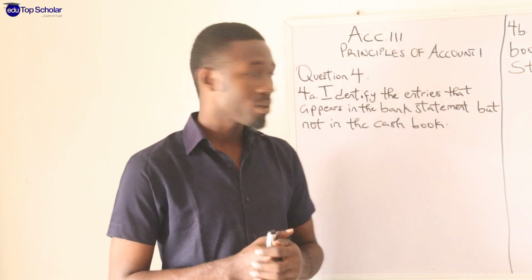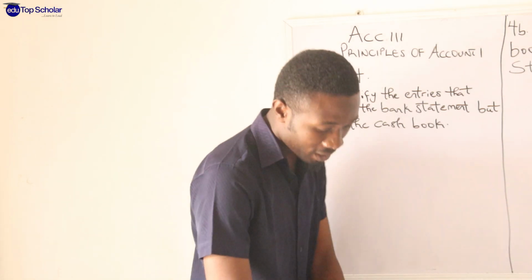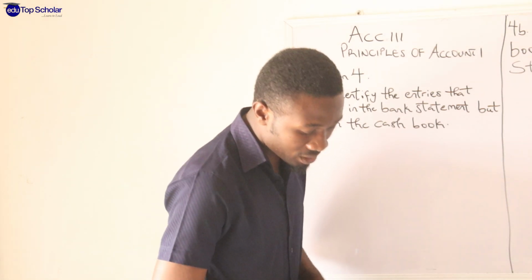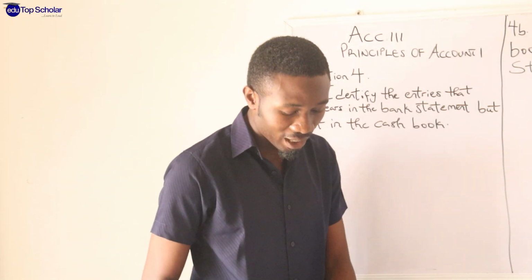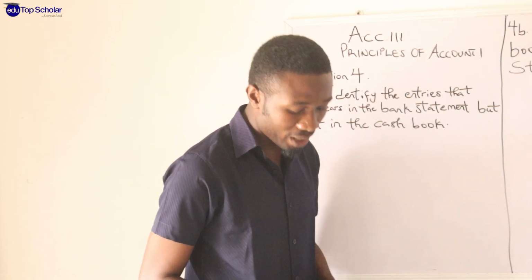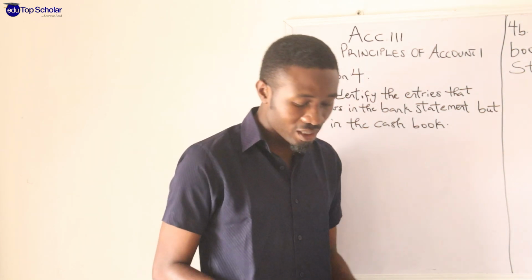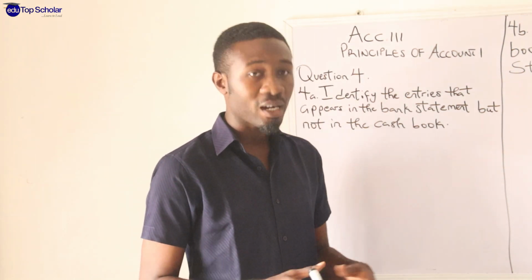So now to question 4. Question 4 says, a bank reconciliation statement is a statement prepared by a current account holder for the purpose of finding the difference between the bank balance and the cash book balance and harmonizing the figures in the bank statement with those of the cash book.